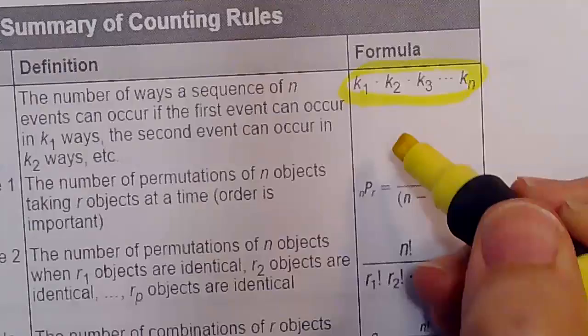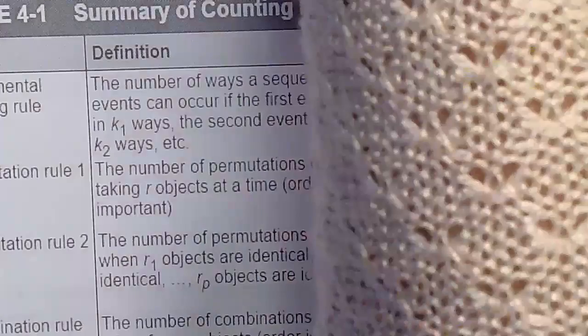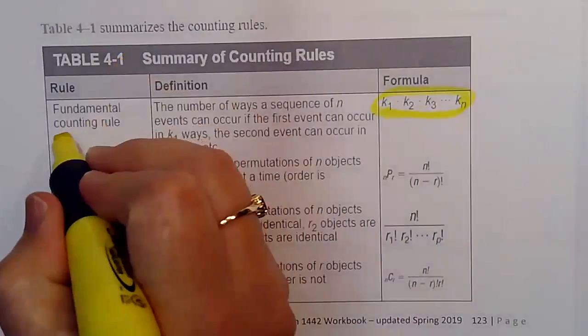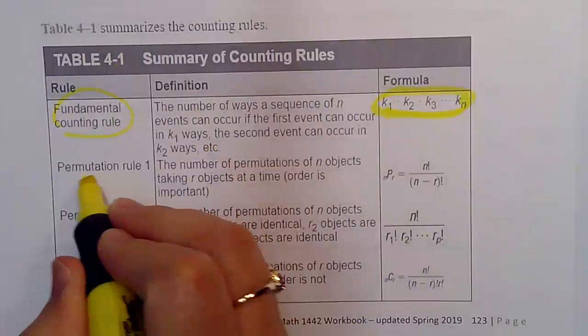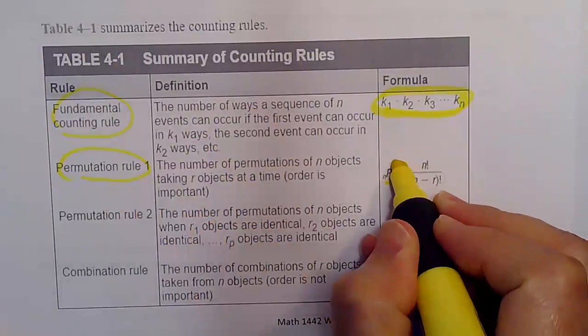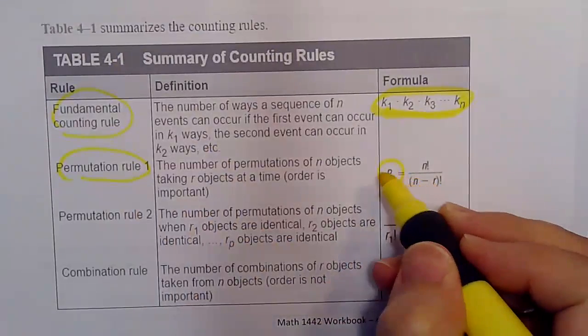This is the formula needed for the fundamental counting rule. There is a permutation rule that we're going to go over. And actually, this would be fine, the formula for that, or the abbreviation.